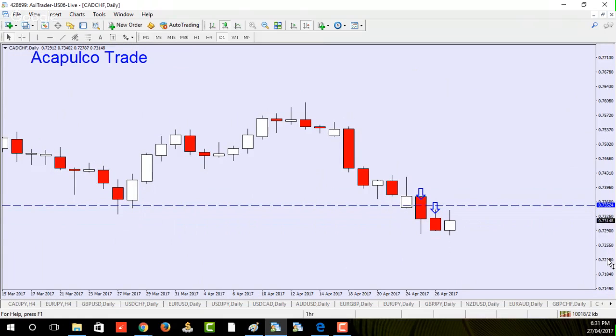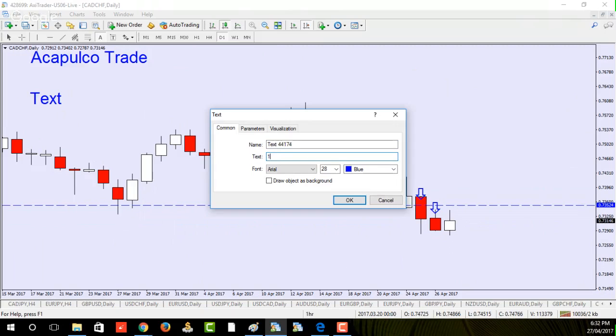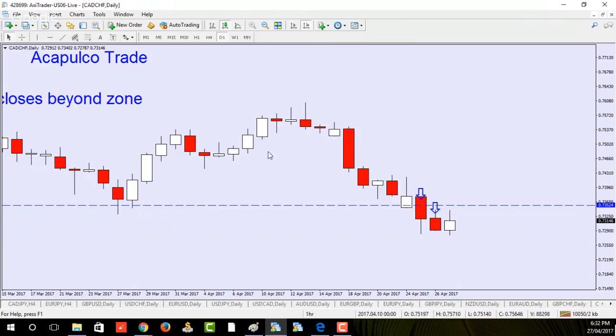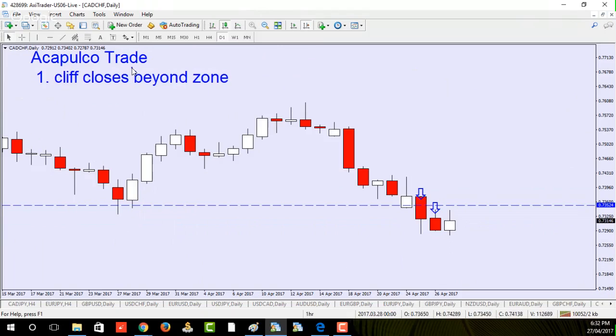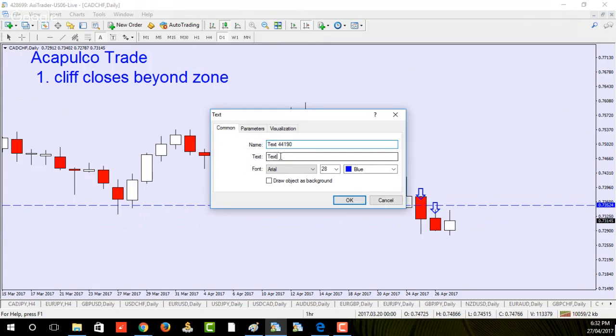I've tested it, and for me, and don't take my word for it, go out and test yourself, I found those to be more likely to fail. So what I want is a small cliff candle relative to the larger diver. So let's just write this down. Rule number 1 is the cliff breaks your zone. Cliff closes beyond zone. I say closes beyond zone because it could close above a resistance zone or it could close below a support level, depending on if you're in a bearish or a bullish trend.